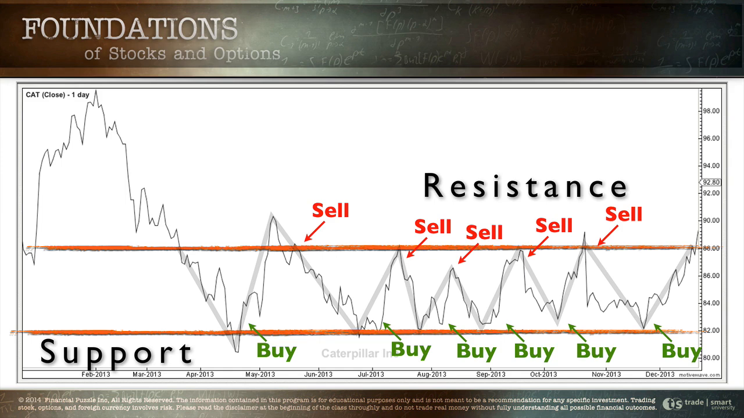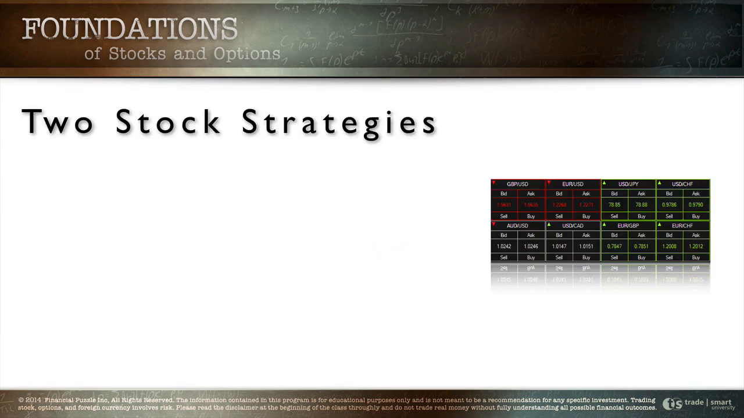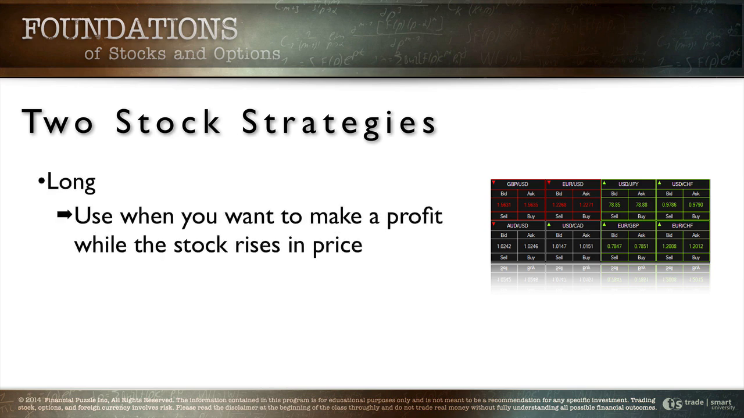Now, let's dig into the two strategies that we can use with these two orders. There are two types of stock strategies that we can use. There's two orders, the buy and the sell order, and there are two basic strategies that we use, the long trade and the short trade. If we're long a stock, you own the company. You've purchased the stock. You buy it. And you want to use a long trade when you want to make a profit as the stock rises. In other words, a long trade is your most basic trade. You simply buy a stock. As the price of the stock goes up, you make money.